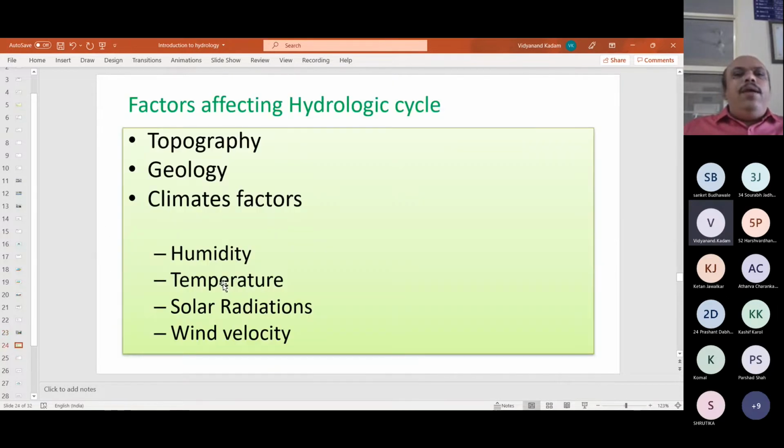Okay, after studying all these types of precipitation, now let us know about the factors affecting the hydrological cycle. So the first factor is topography.